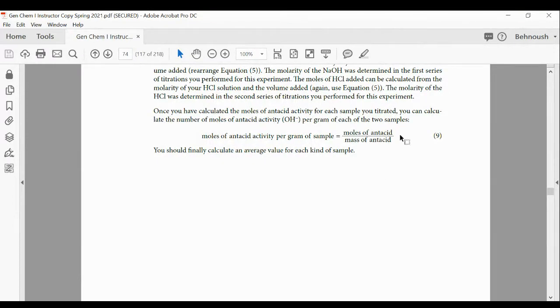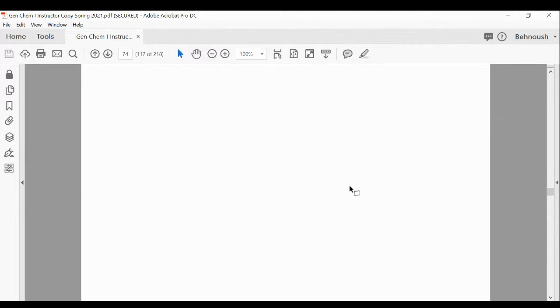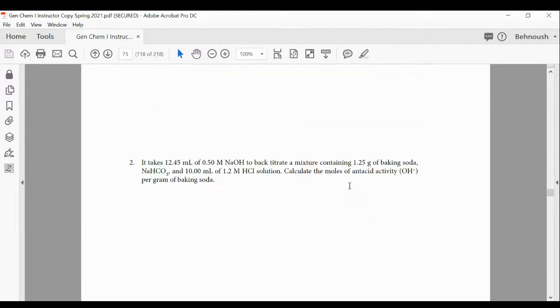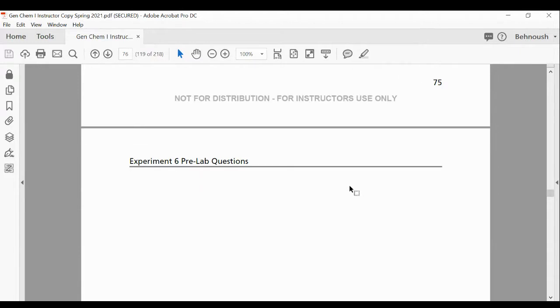Moles of antacid, mass of antacid. Moles of antacid is also found from how much of the acid was consumed to neutralize the antacid.